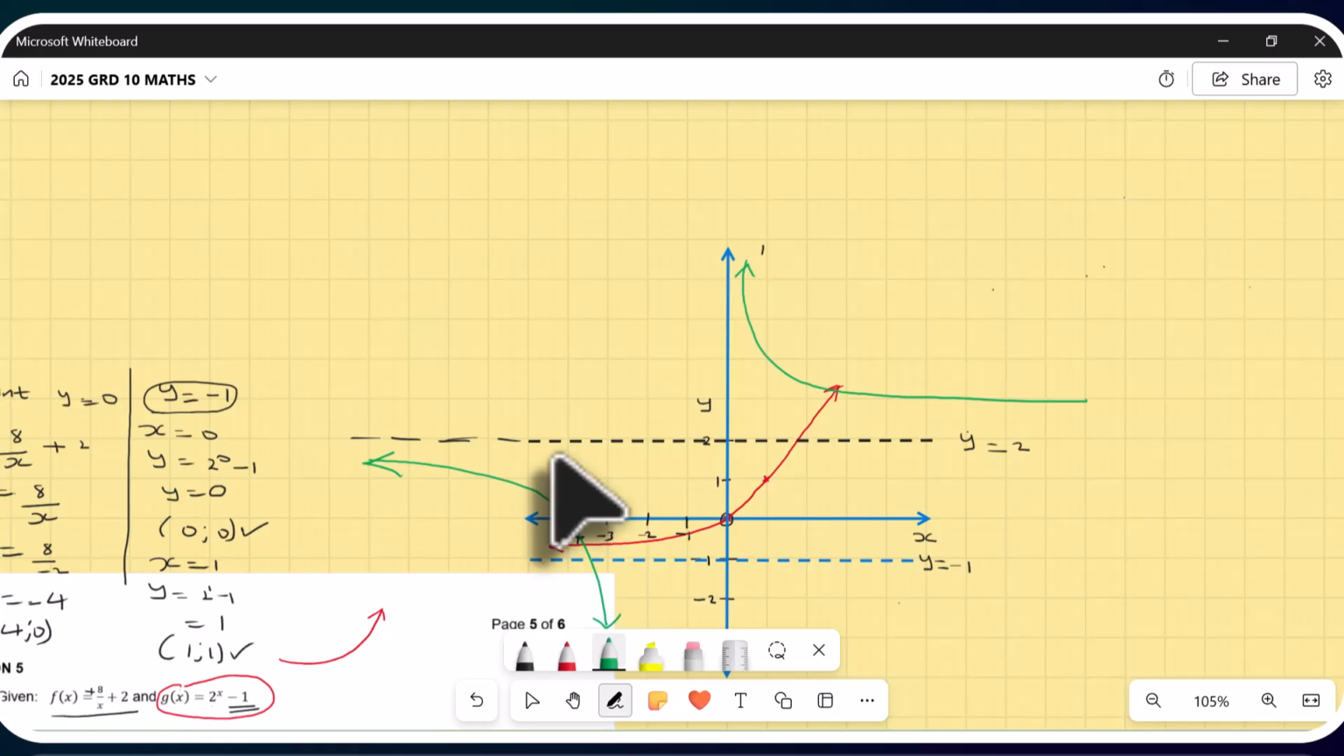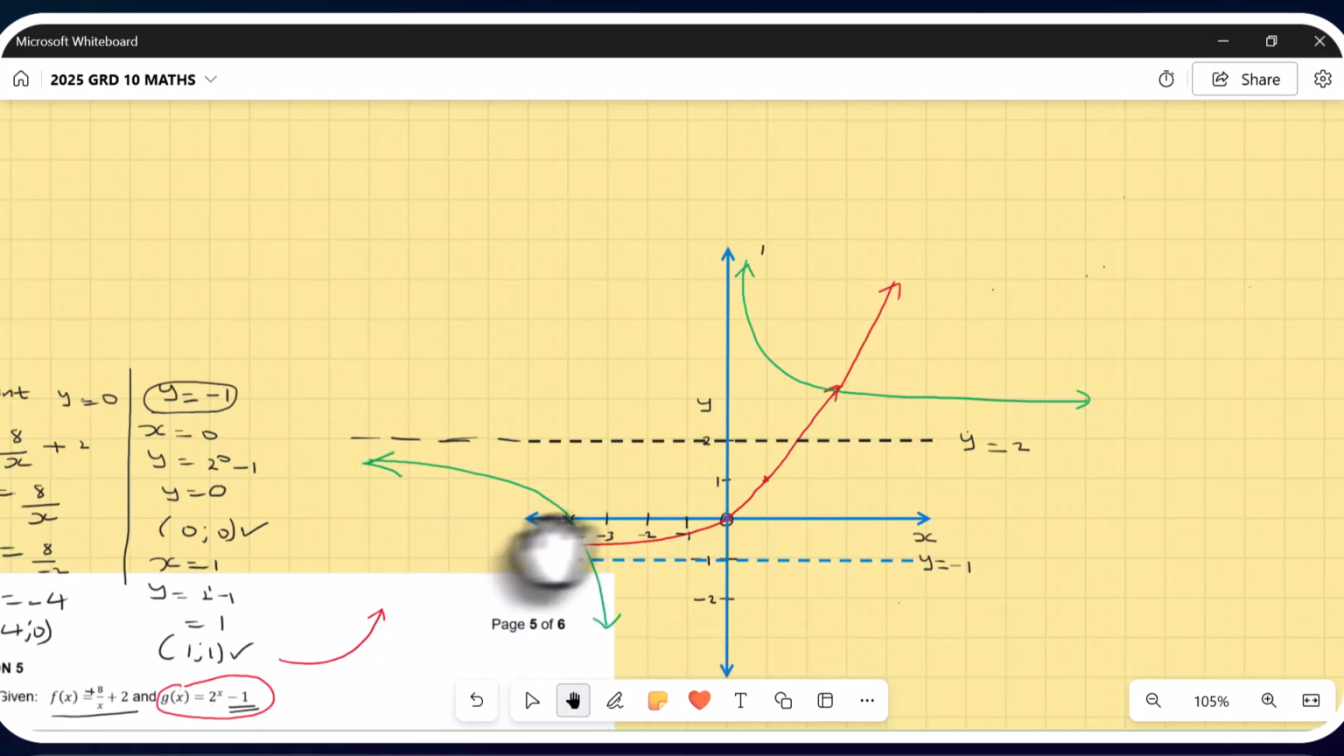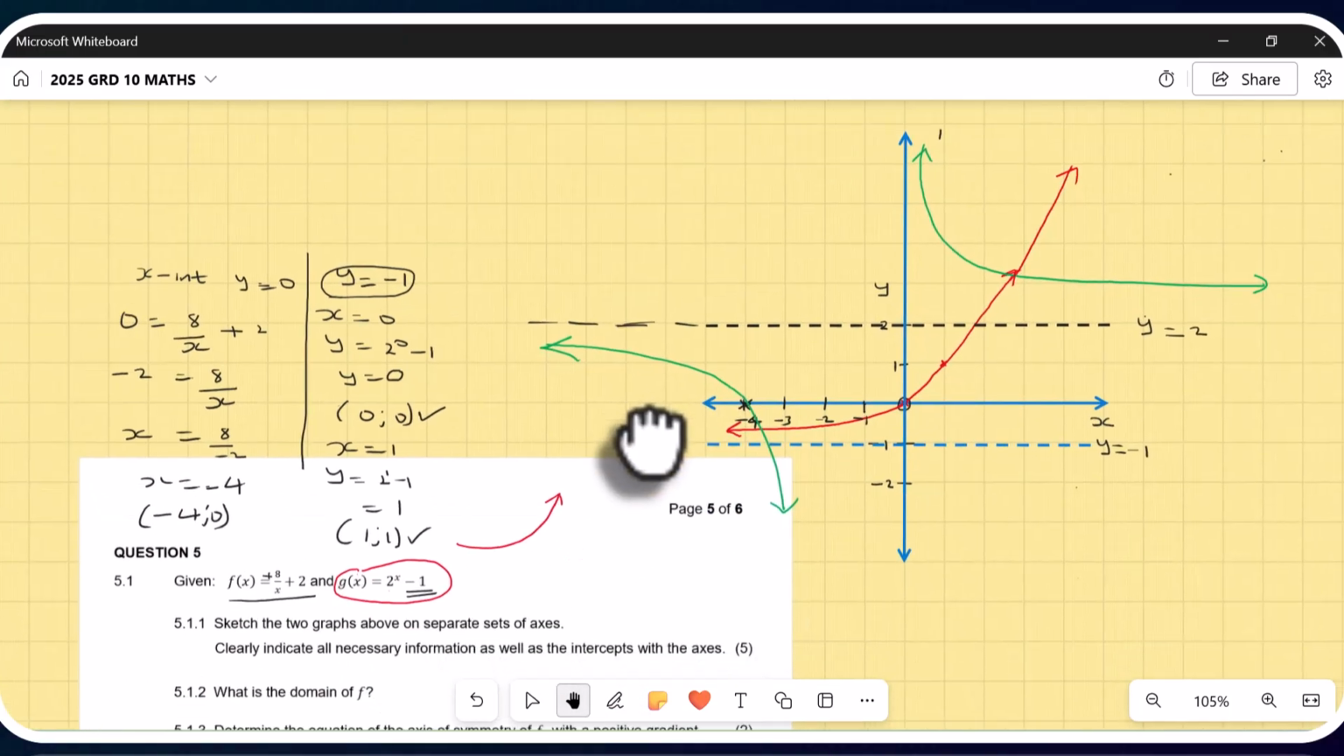Check here, they're saying negative. You see it's negative here, so what we do is negate it: negative 8 over x, then minus 2. Are we together? But because they are saying plus 5, we also say plus 5 here. The moment we add 5, it becomes our h of x.